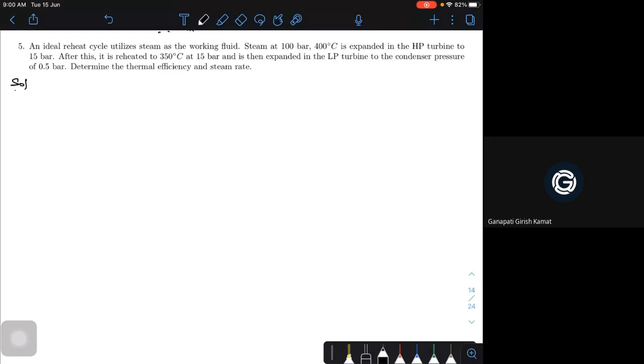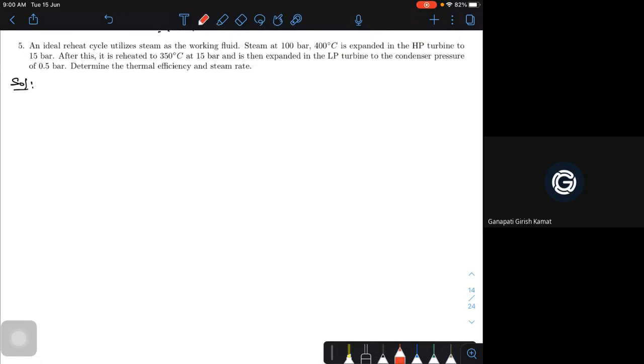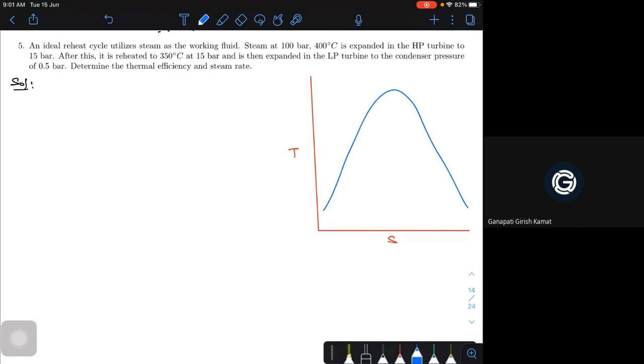Let us try to put the TS diagram first. So the TS diagram looks something like this. I have the temperature on the y-axis and entropy on the x-axis. This is my temperature, and I have to put a dome. This is the dome that I have. And then this is point 1s or something. This is my starting point.